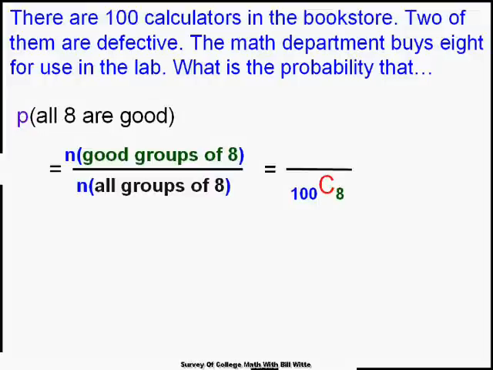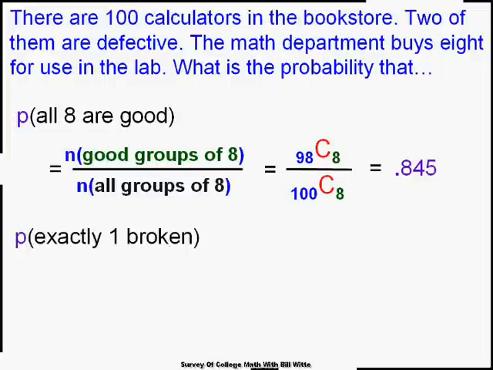Now since we have 2 bad ones, how many good ones do we have? We have 98 good ones. So the number of ways we can get good groups, since order doesn't count, remember, is going to be a combination of 98 good ones taken 8 at a time. If you put that into your calculator, you've got a pretty darn good chance, of course, notice that it's between 0 and 1, of getting all good ones.